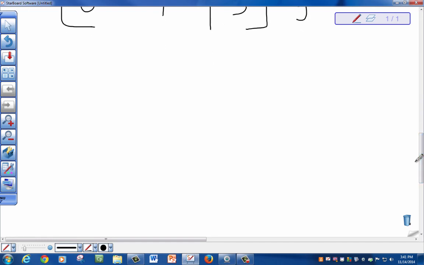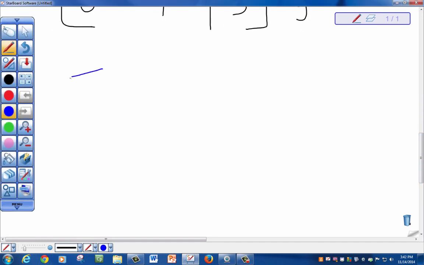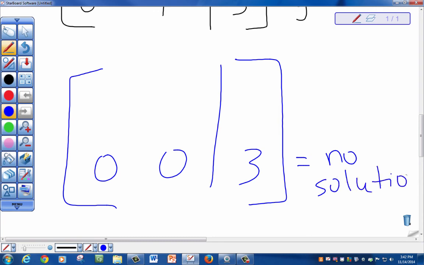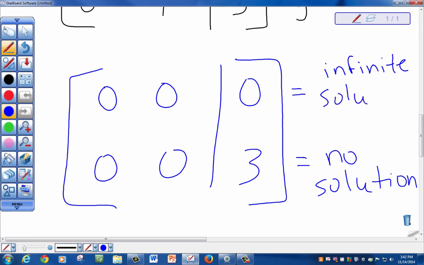For future reference and for other kinds of problems, if your matrix has a row of 0, 0, and a number, this will mean you have no solution. If your row is 0, 0, 0, that means you'll have infinite solutions. That will also apply for x's if it's on your y or your z row as well.